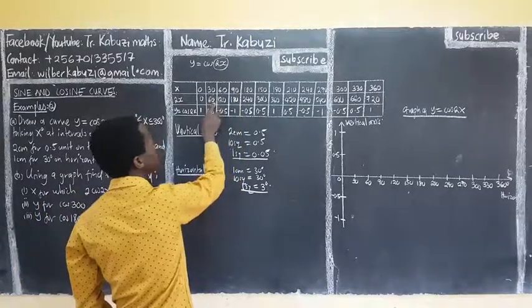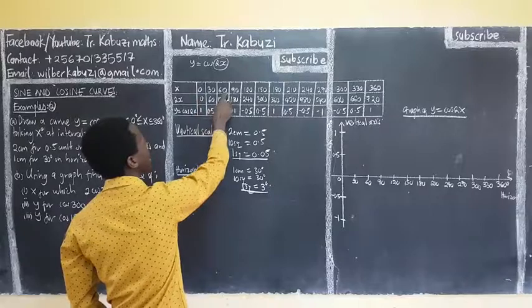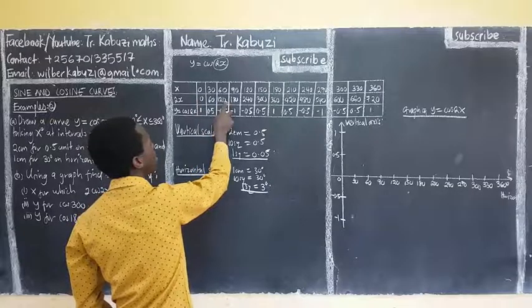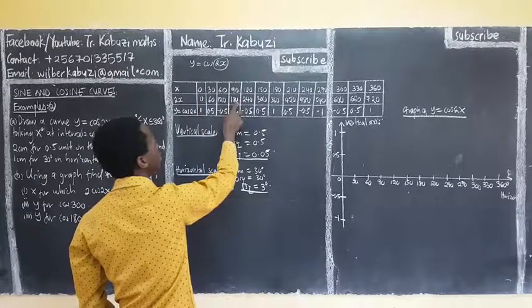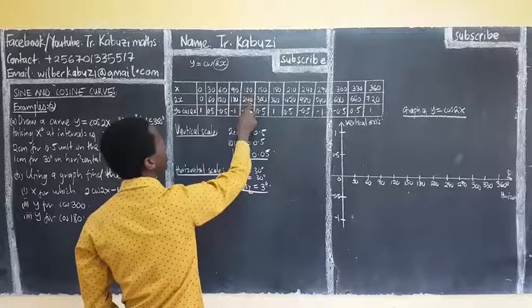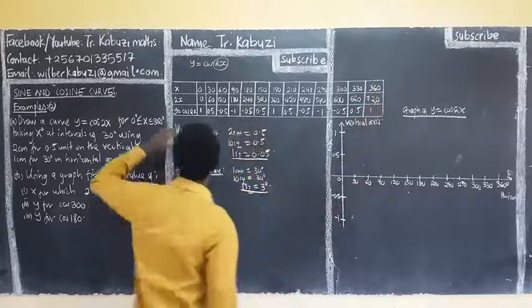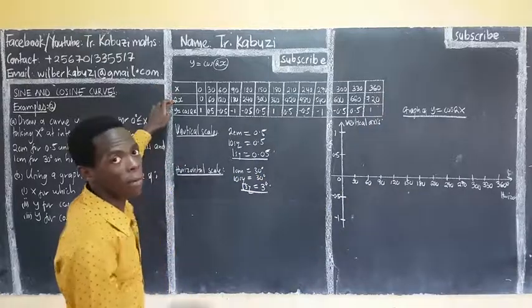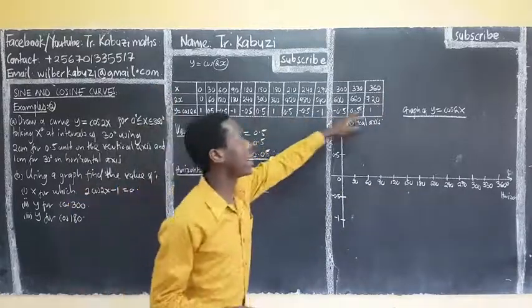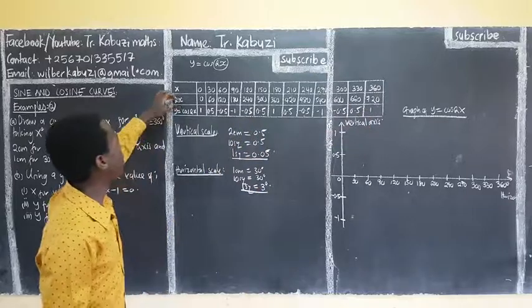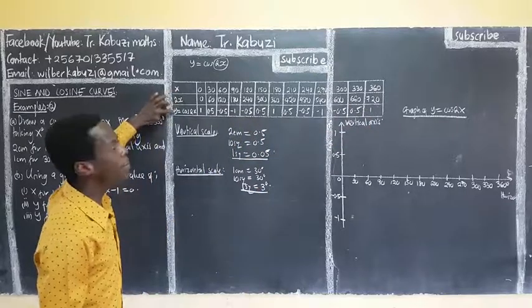So multiply this by 2: 30 times 2 gives 60, 60 times 2 is 120, 90 times 2 is 180, 120 times 2, and so on until you reach 360 times 2. Because I'm getting x, then I'm doubling it, multiplying it by 2. Now, after getting 2x, I calculate my y.